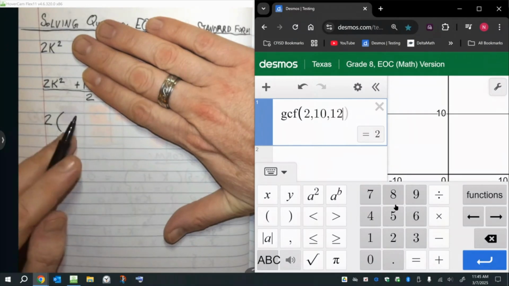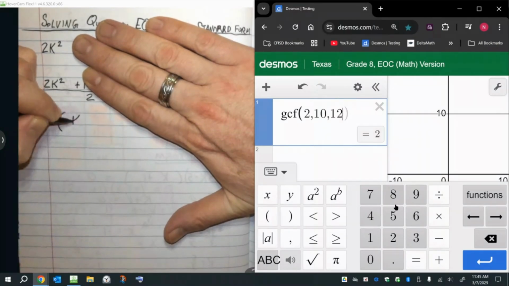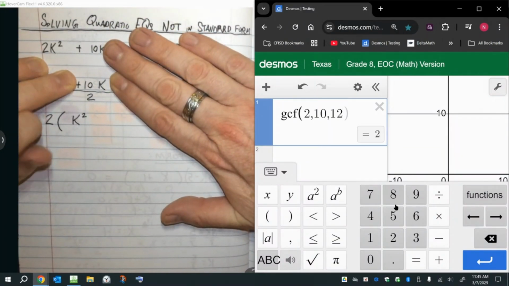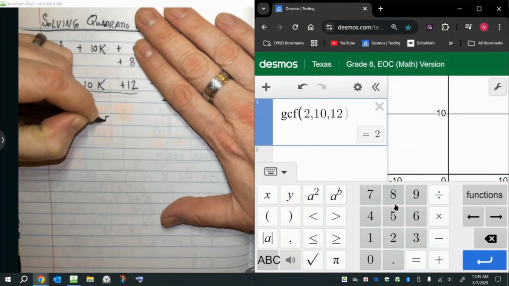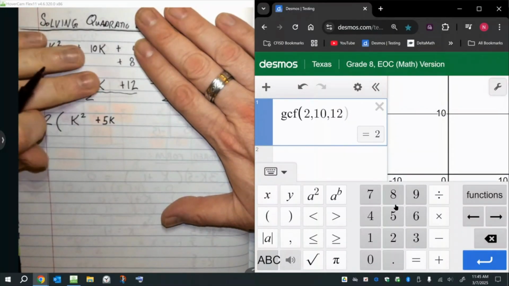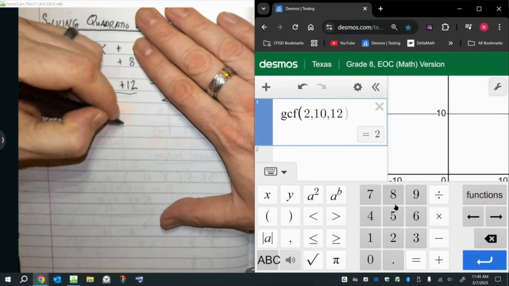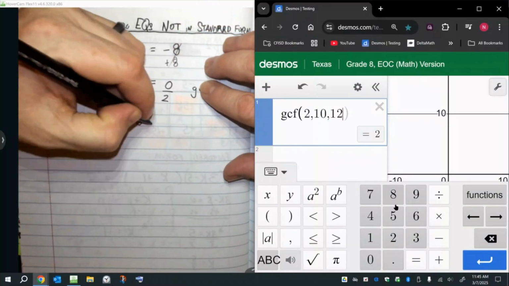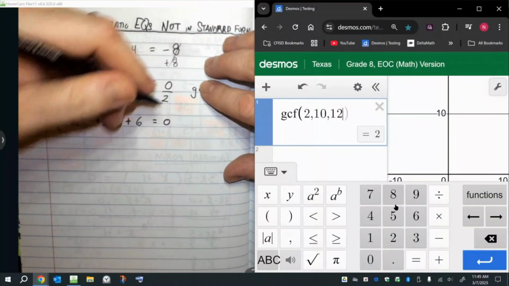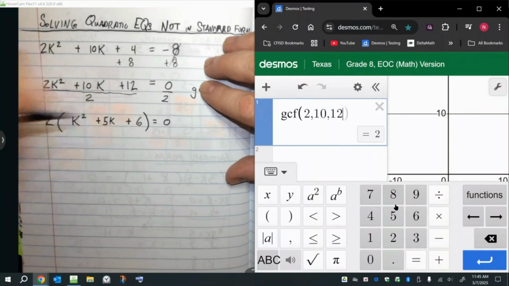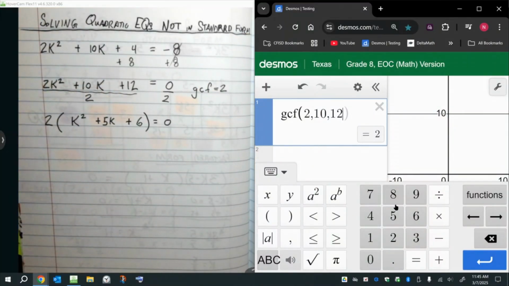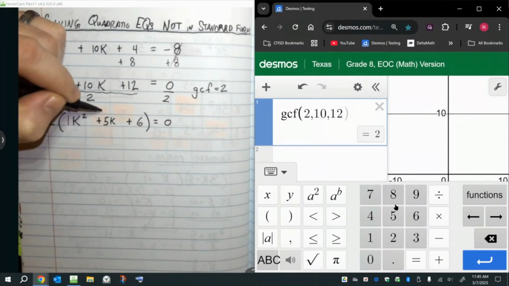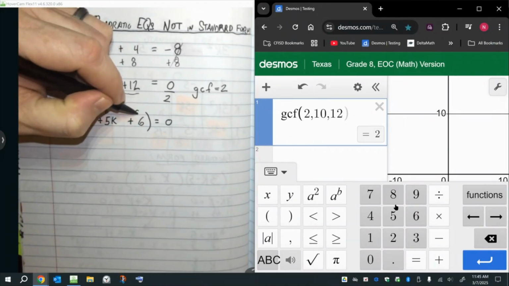So 2k squared divided by 2, our remainder is k squared. 10k divided by 2, our remainder is 5k. 12 divided by 2, our remainder is 6. And 0 divided by 2, still just 0. I'm going to close my parentheses there. So now we have A being our 1, B, and C.